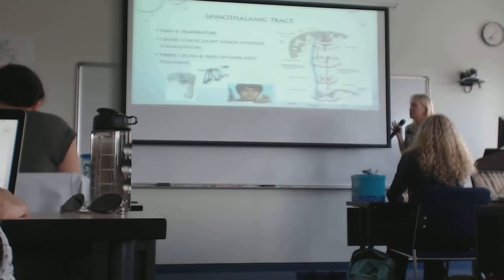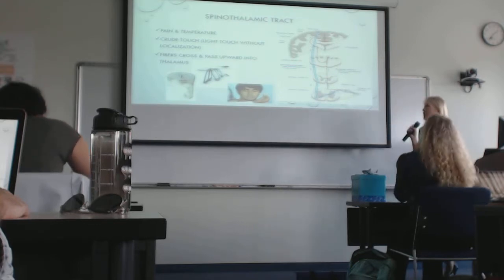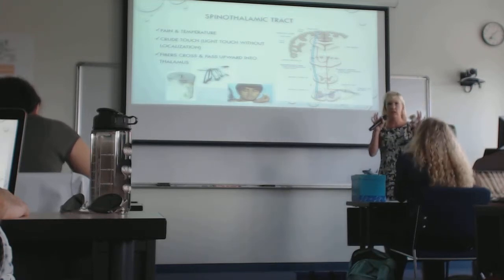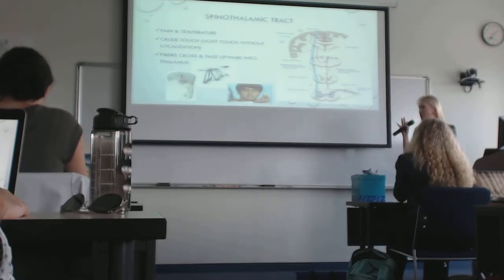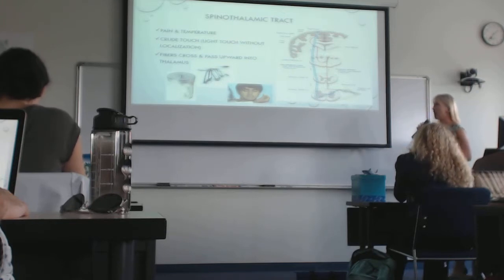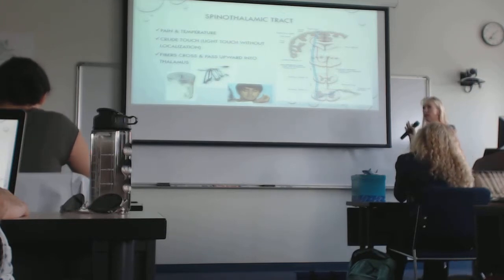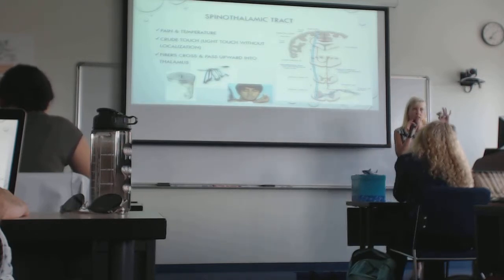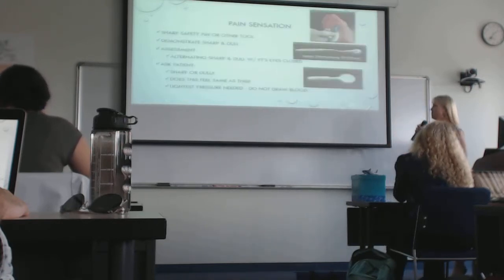We talk about spinothalamic tract, so again, pain and temperature, crude touch, so can you tell if it's very, very sharp or very, very dull. And remember the fibers are going to cross and go up, and they're going to essentially go through the thalamus, and they're going to end on the sensory cortex in the brain, okay?